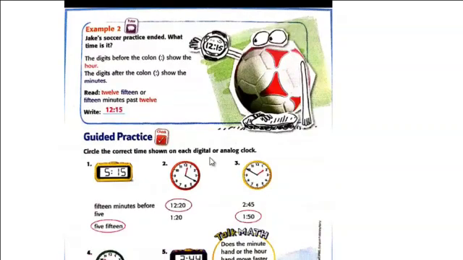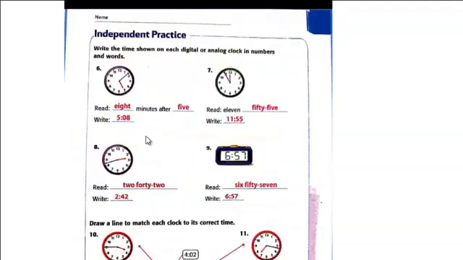Solve number 4 and 5 in the same way by yourself. Page 661. Example number 6. Write the time shown on each digital or analog clock in numbers and words.